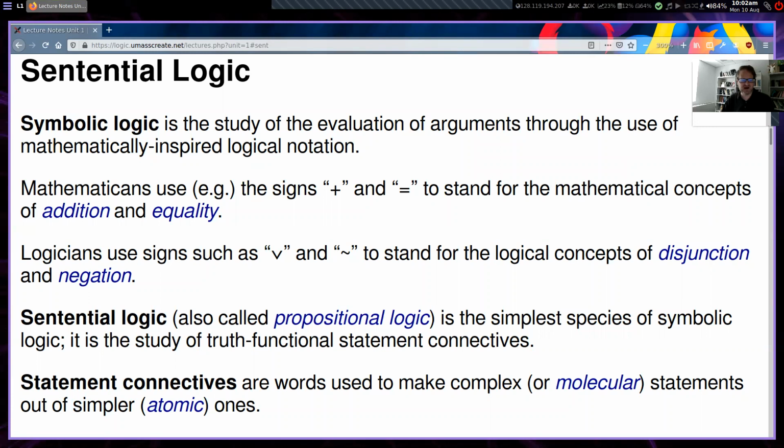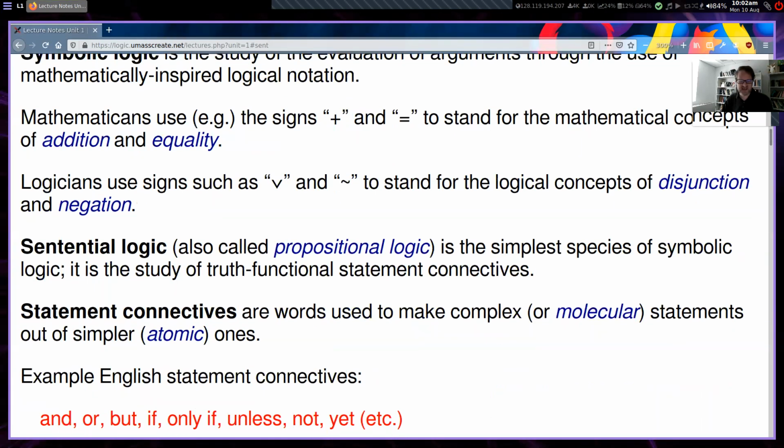But for the moment we're going to study a form of symbolic logic called sentential logic, also called propositional logic, and it's where the form of the argument is determined by how complex statements are made up of simpler statements. Those are built up with something called a truth functional statement connective, and that's a mouthful. What's a statement connective? A statement connective is a word that's used to make a complex statement out of a simpler one. Or we say molecular statements out of atomic ones.